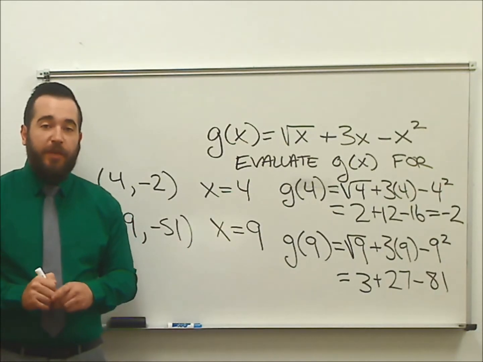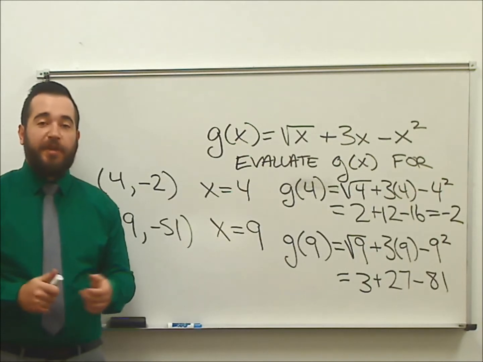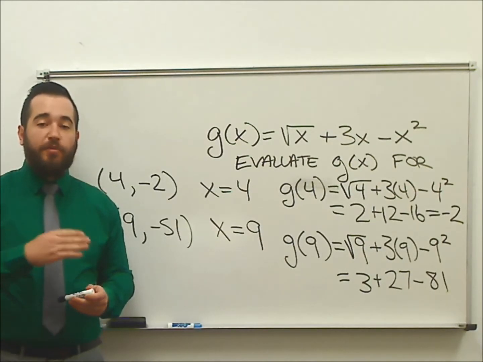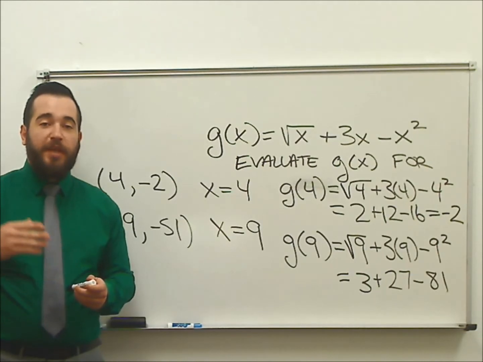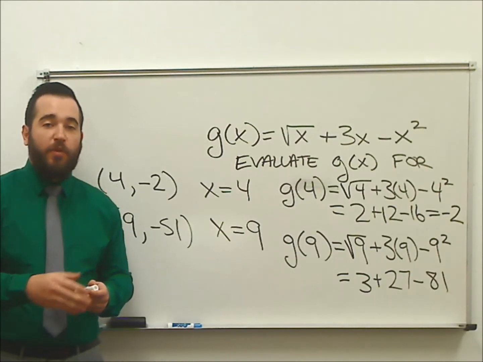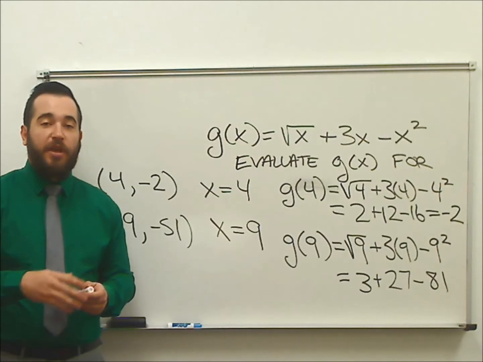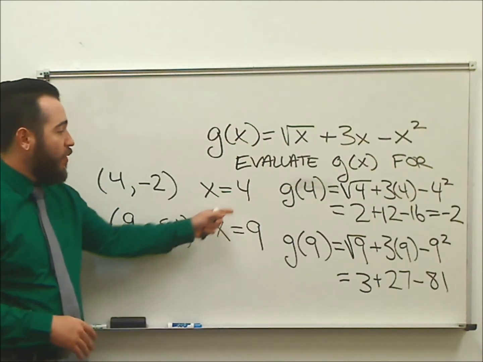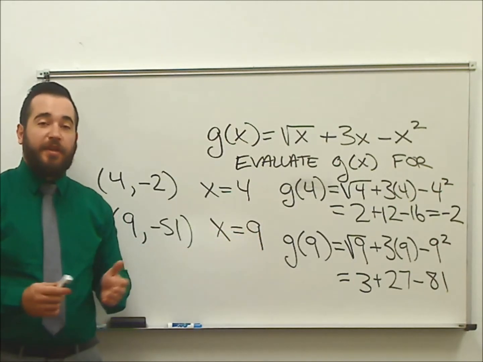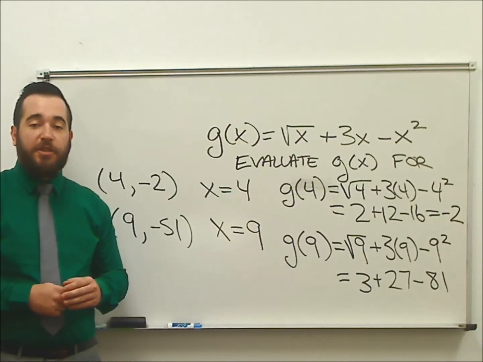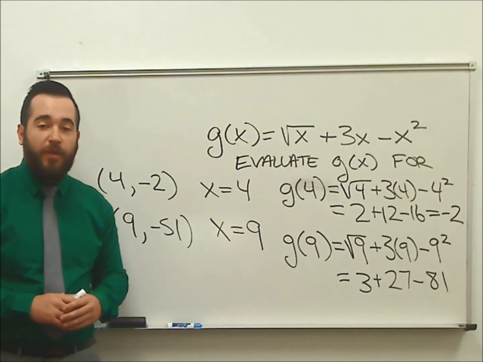And that's it. If you're asked to evaluate a function at a specific value, all you do is you plug that value in. And by plugging in, I mean you replace everywhere you see that variable with whatever number you're plugging in. So you replace x with 4, or you replace it with 9, like we did there. And then it's just a simple matter of doing the calculation. So it's really not so scary, don't worry. All right.